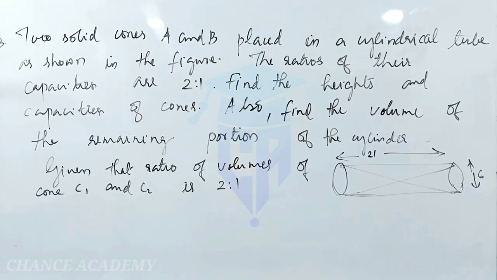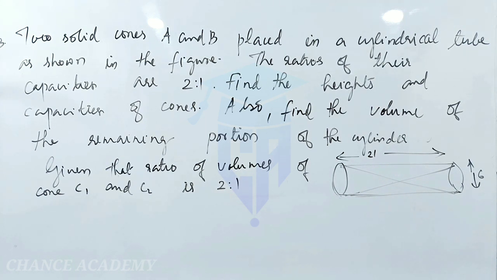The next question is from combination of solids. It's a surface area and volume related question. The question is: two solid cones A and B are placed in a cylindrical tube as shown in the figure. The ratio of their capacities is 2:1. Capacities, it's given the capacities of the cones, means the volume of the cones.